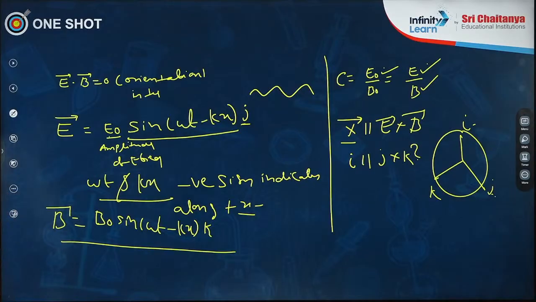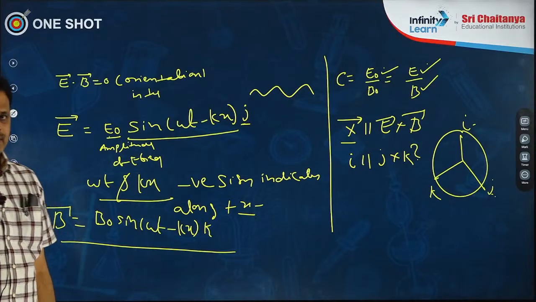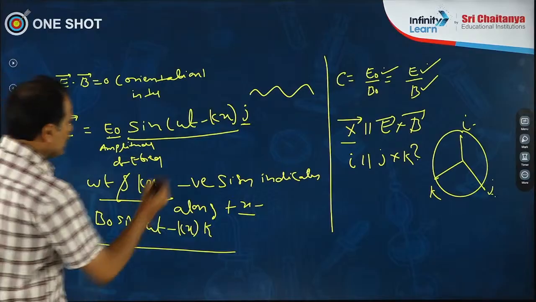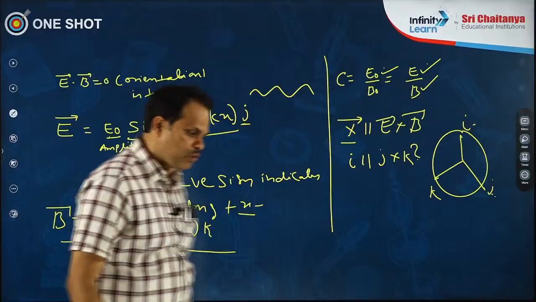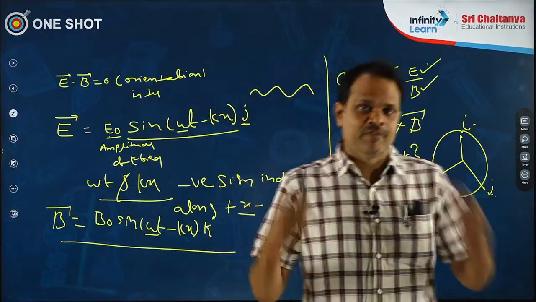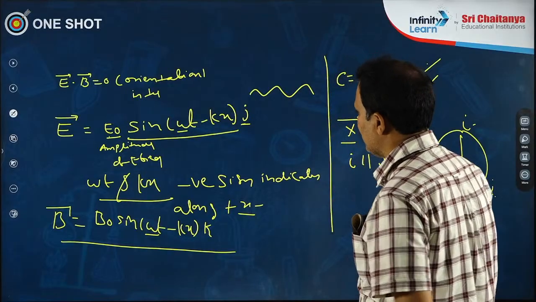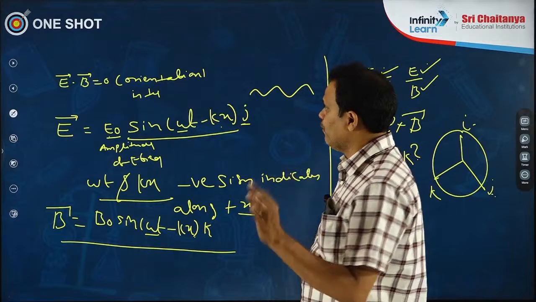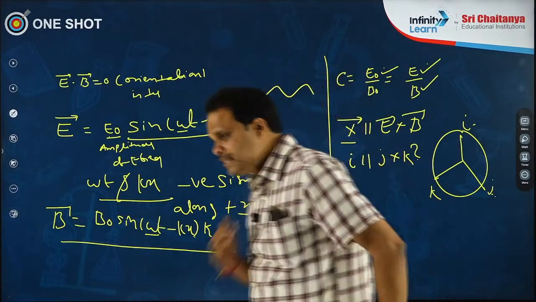Now listen, phase. Phase is related to frequency. The electric field frequency is omega, and the magnetic field frequency is also omega. What is the phase difference between the electric field and the magnetic field? It means this angle minus this angle, so the phase difference becomes 0. That is the condition.